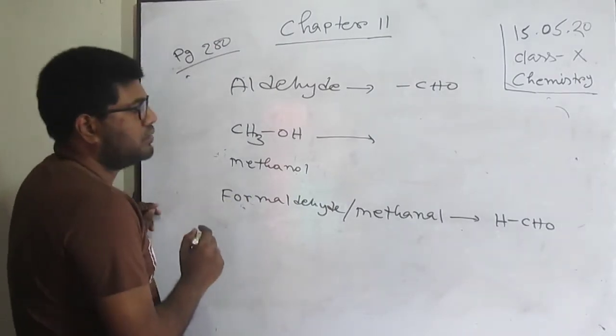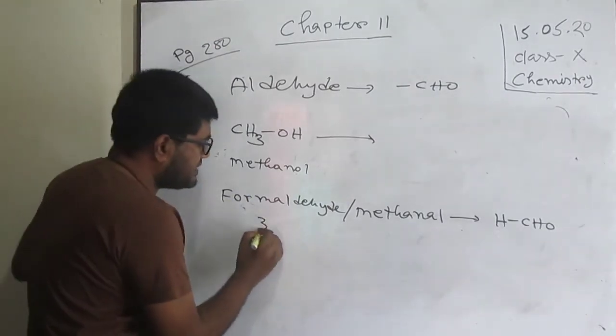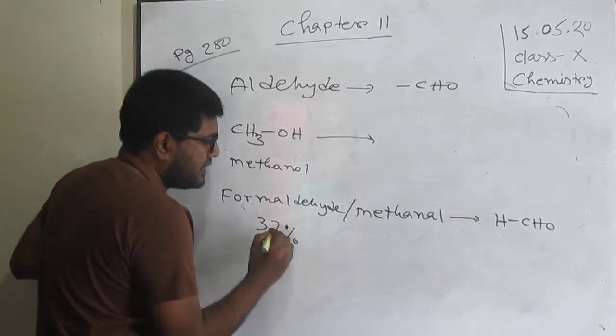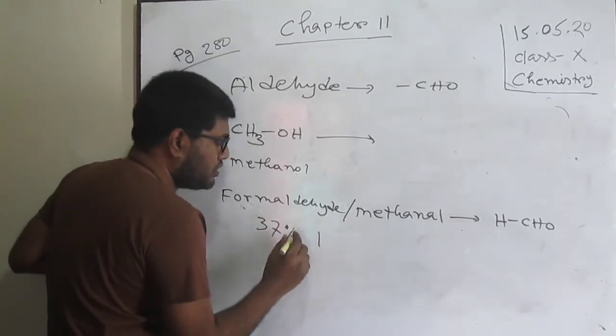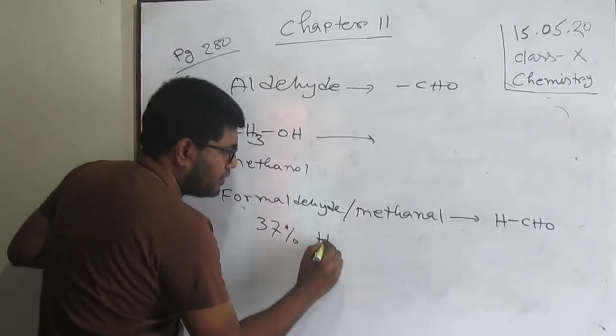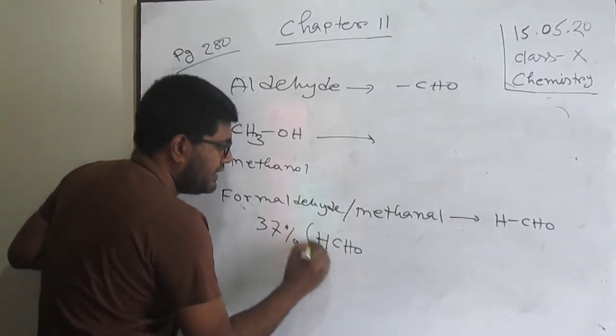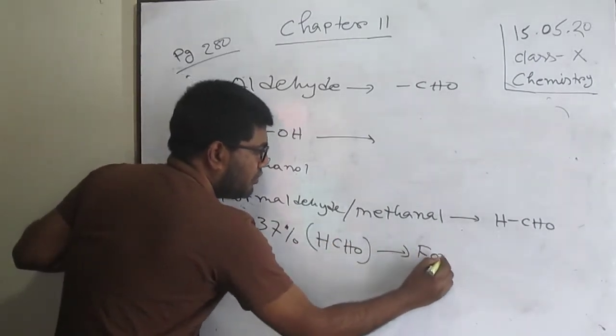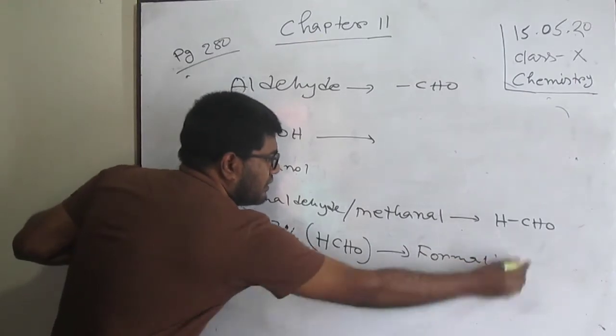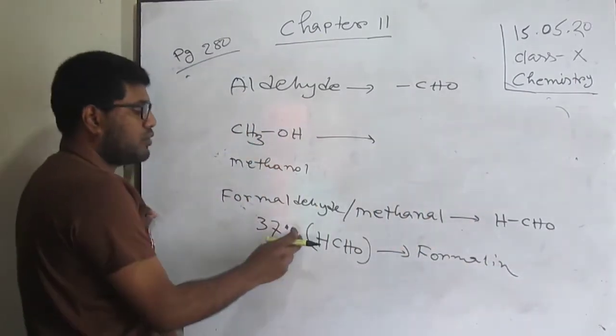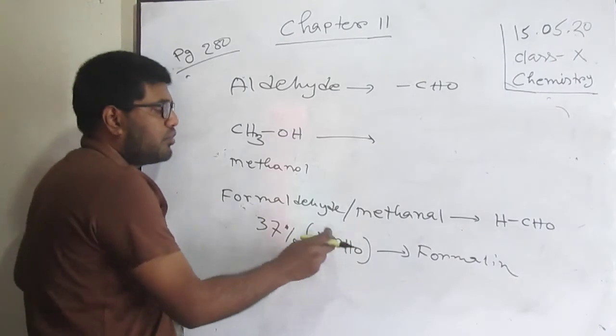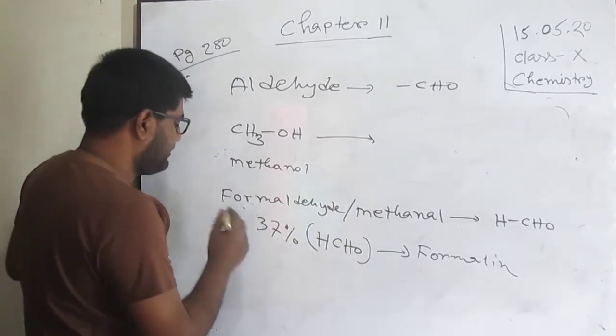You know, 37% aqueous solution of this formaldehyde is called formalin.